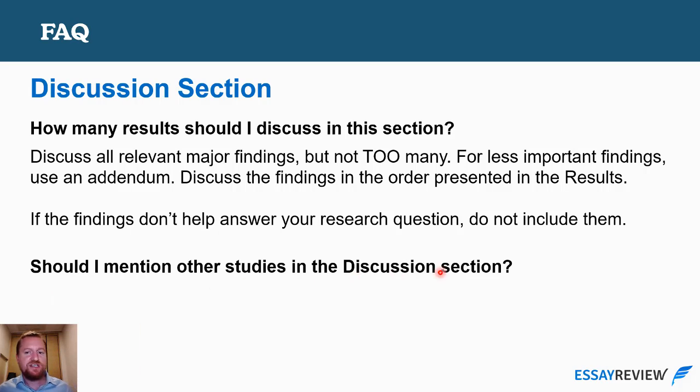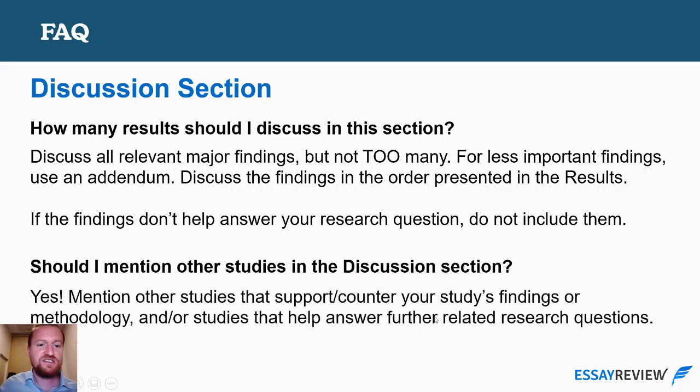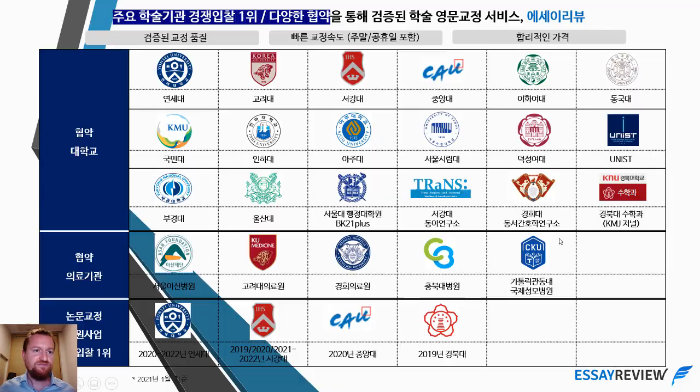Should I mention other studies in the discussion section? I believe we discussed this, and the answer is yes. You should mention other studies that support or counter your study's findings or methodology, or studies that help answer further related questions. Use the same rules for external literature as you used in the introduction. Same rules. Okay, and if you have additional questions, I will hop on in another setting immediately after this.